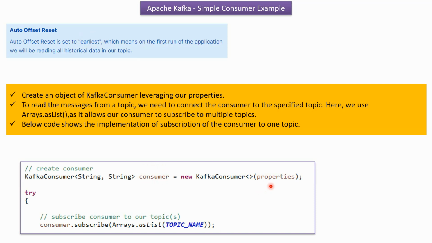And to read messages from the topic, first we need to connect the consumer to the specific topic, or subscribe the consumer to the specific topic. For that we are using the subscribe method of the consumer, and here we are providing a list of topic names. In this case we are connecting to only one topic, so we have given only the animal topic name. And if you have to connect to multiple topics, then here we can give a list of comma separated topics.